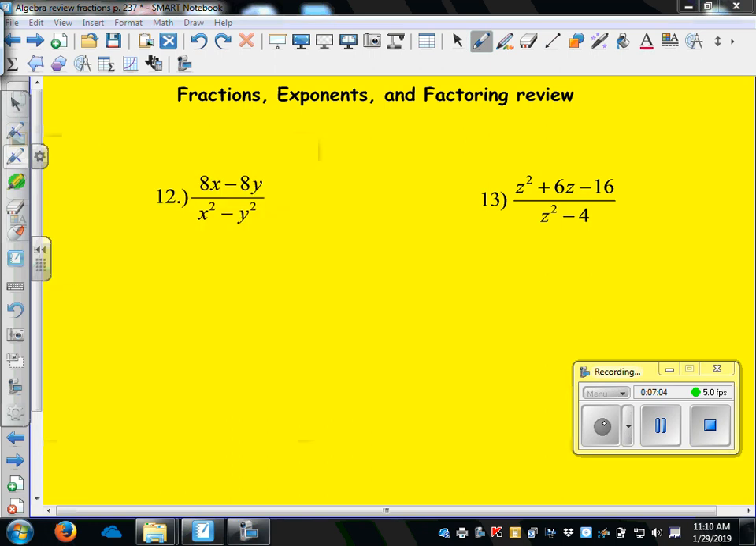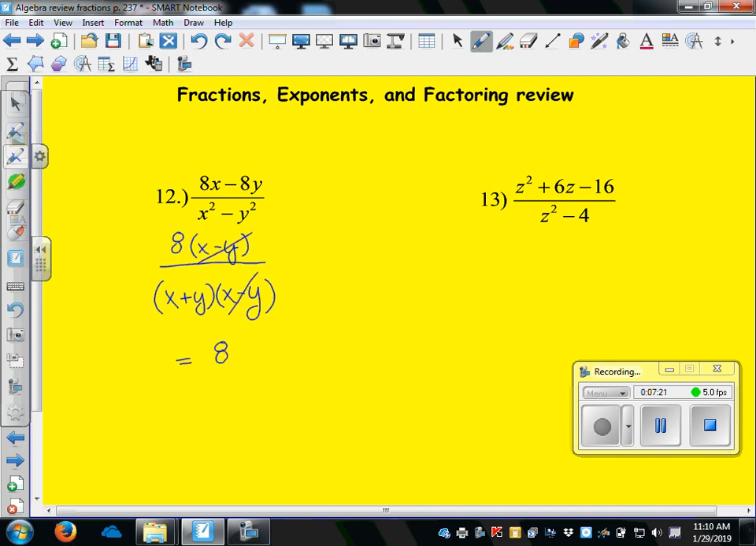Number 12. In the numerator, I'm factoring out the greatest common factor of 8, so I have 8 times x minus y. And the denominator, that's the difference of two squares, x plus y and x minus y. Your x minus y's will cancel, and you'll be left with 8 over x plus y.